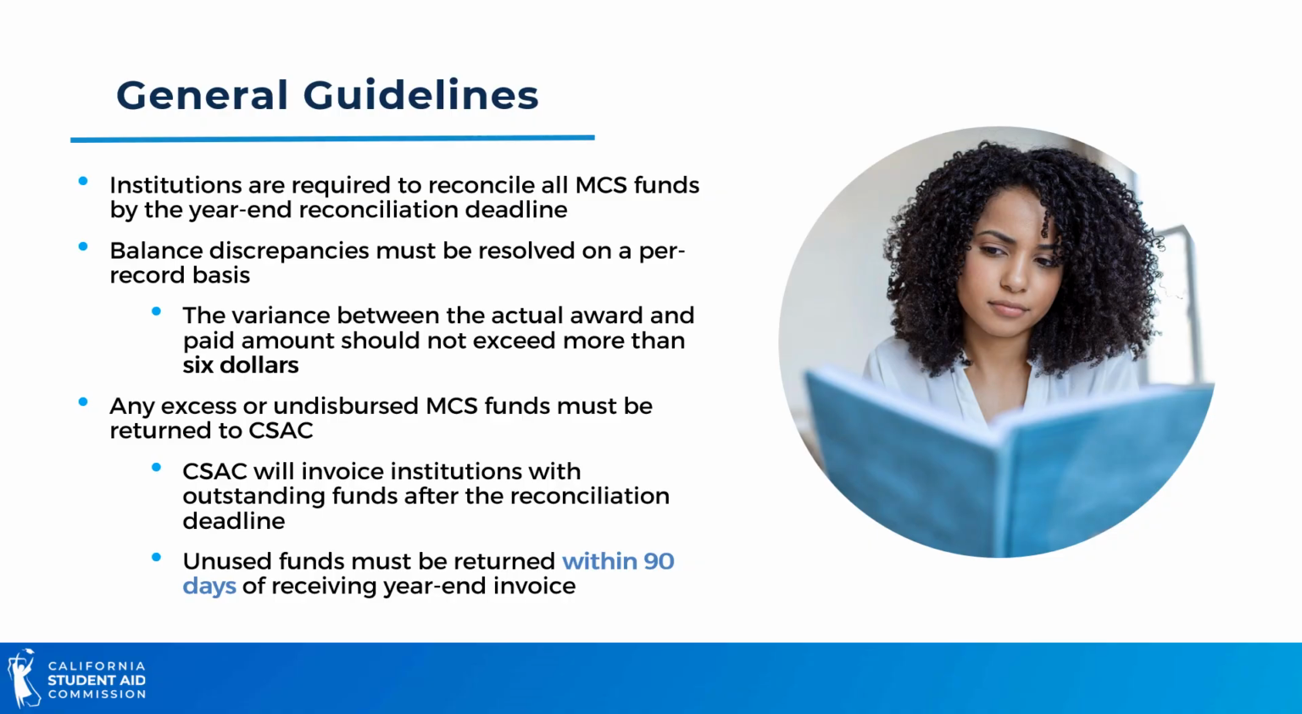All MCS participating institutions are required to reconcile MCS funds by the year-end reconciliation deadline. The final deadline usually falls in mid to late September following the award year. Any discrepancies must be resolved on a per-record basis, meaning every paid student must be reconciled. The variance between a student's actual award and the paid amount should not exceed more than $6 for the award year. Any excess or undisbursed MCS funds must be returned to CSAC.